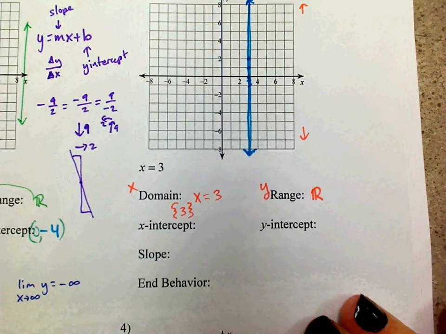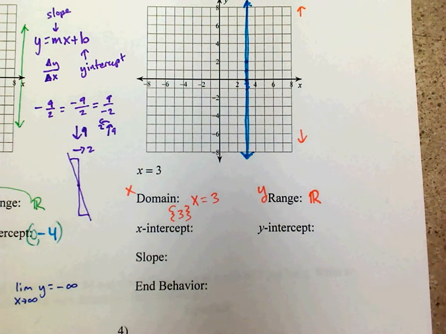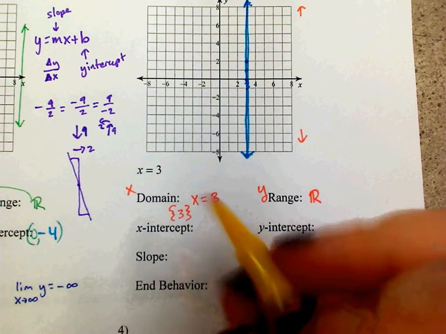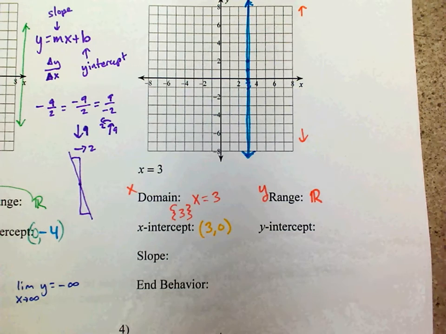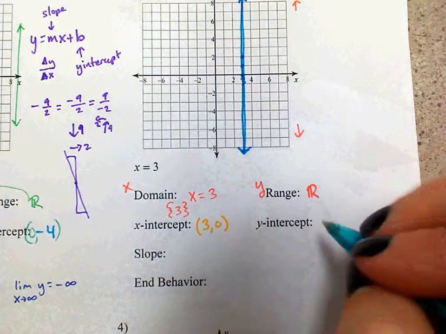X-intercept is where it crosses the x-axis, and this is pretty obvious. It crosses at x equals 3. So it crosses at the point (3, 0). And the y-intercept is where it crosses the y-axis, and since it doesn't, we just write none.